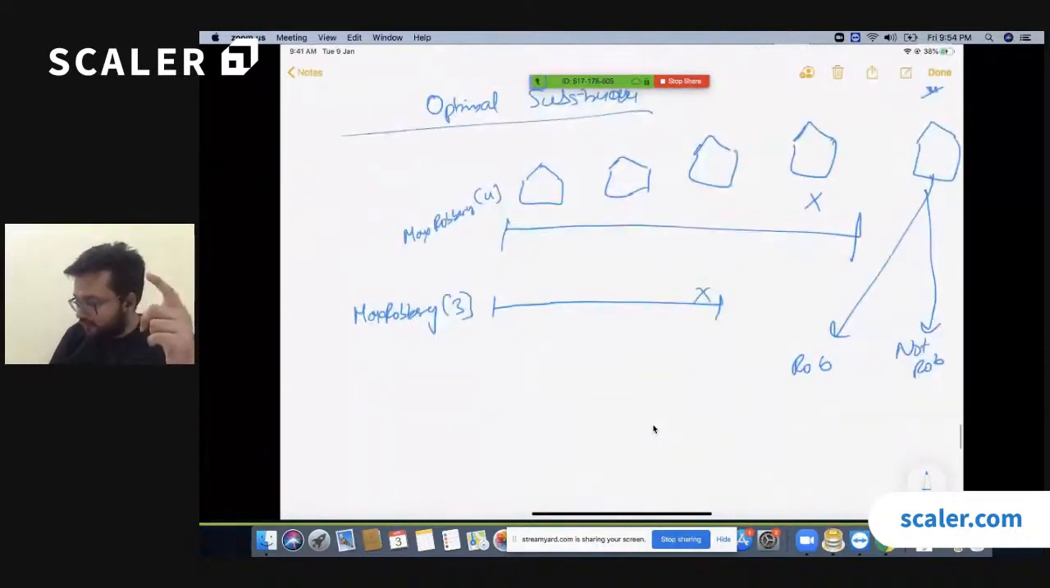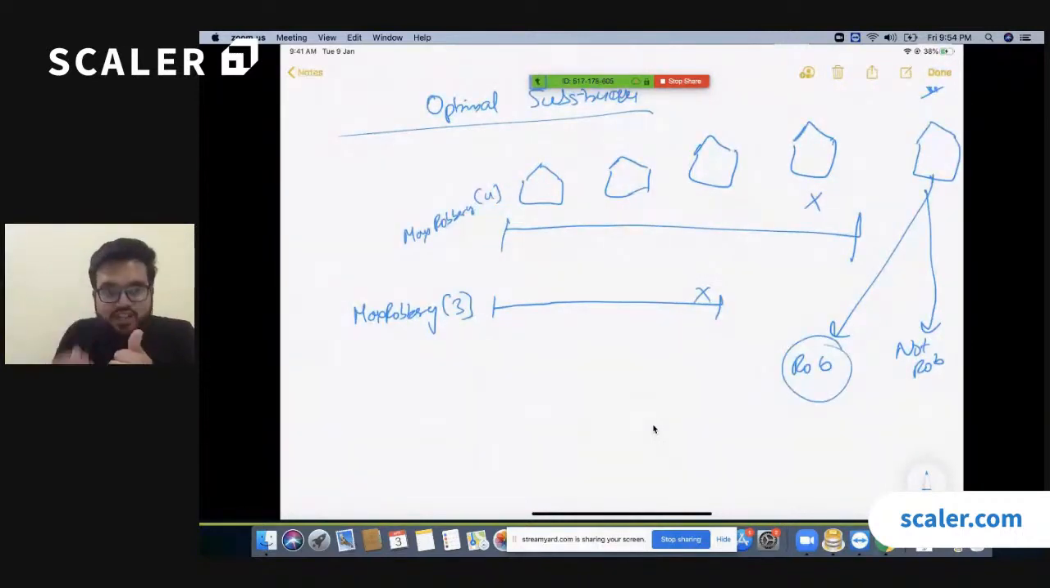If you choose to rob this house, what is the constraint that you are imposing on yourself? The constraint that you are imposing on yourself is that you can no longer rob the 4th house. Does that make sense, people? If you're robbing the 5th house, you cannot rob the 4th house. So what is the house that you can rob now? You can rob the 3rd house for sure.